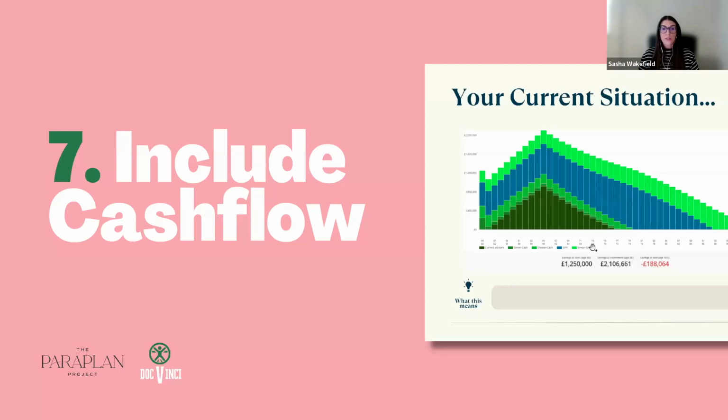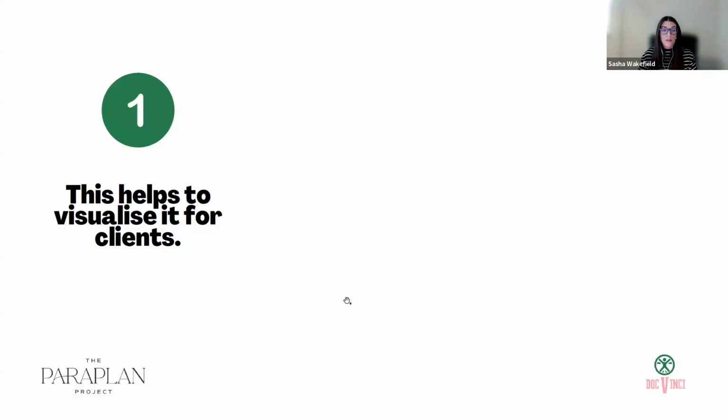Perfect. And the next one is include cash flow. So not everyone uses cash flows, and that's absolutely fine. But I think where cash flow planning is a big part of your financial planning journeys with clients, then actually having that visual representation of their situation, and also for them being able to have a look back at what they've achieved over their financial planning journey as their objectives and needs change, perhaps through different life stages, is really great. So yeah, it helps to visualize things for clients.